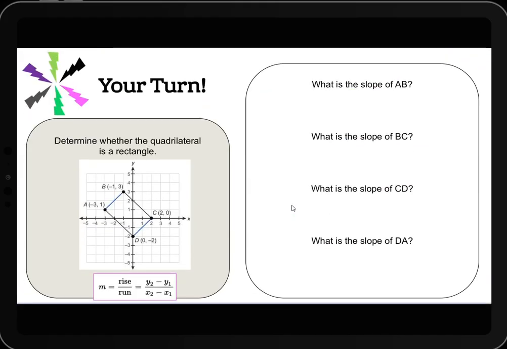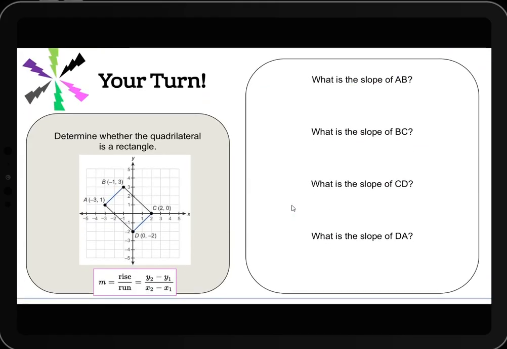So here's another example that I would certainly again refer to your exit ticket as a tip for how to better approach the final question on your assignment. Here we want to classify whether it's a rectangle. Before we do that, we must first determine whether or not it actually is going to be a parallelogram. So we have to find the slope of AB, BC, CD, and DA.